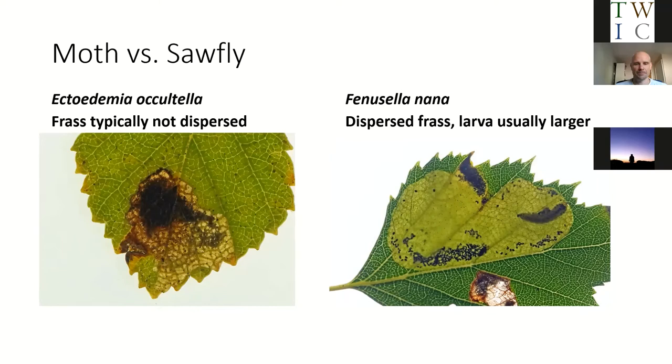So the frass in a blotch mine for moths tends to be a bit more organised in some way. In this case, it's forming a blotch within a blotch, so the frass is sort of a central dark blotch within the overall blotch mine. So it can be sometimes like this, or maybe it's piled in one corner of the mine, but in some way it's usually more organised than you will find for sawfly.